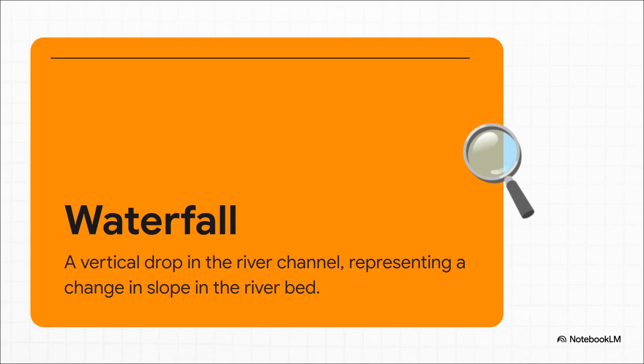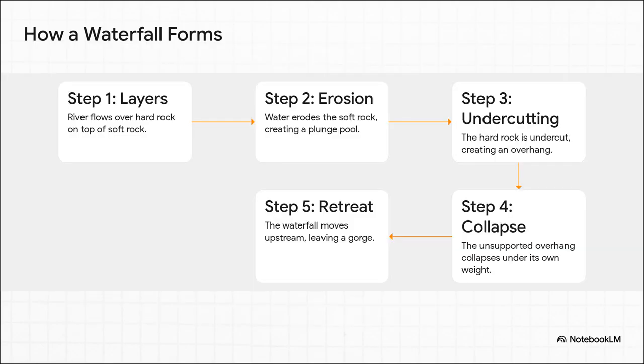Simply put, it's just a vertical drop. It's where the riverbed suddenly changes slope, almost like a giant step in the middle of the river. So how does that step even form? Well, it all comes down to the rock underneath.